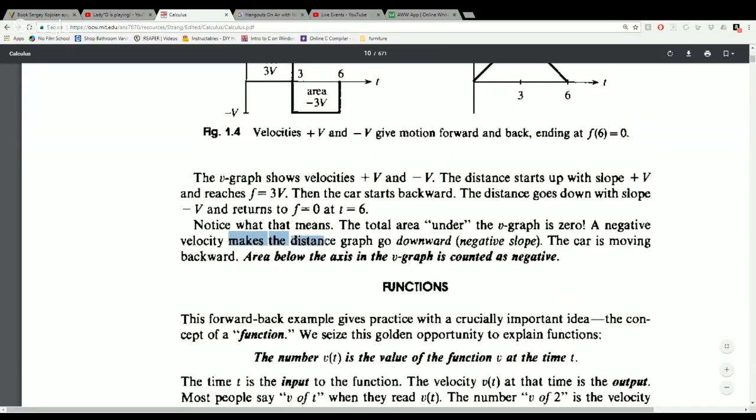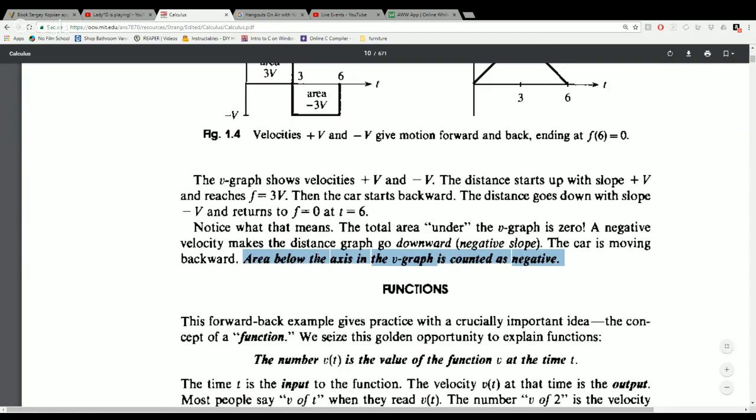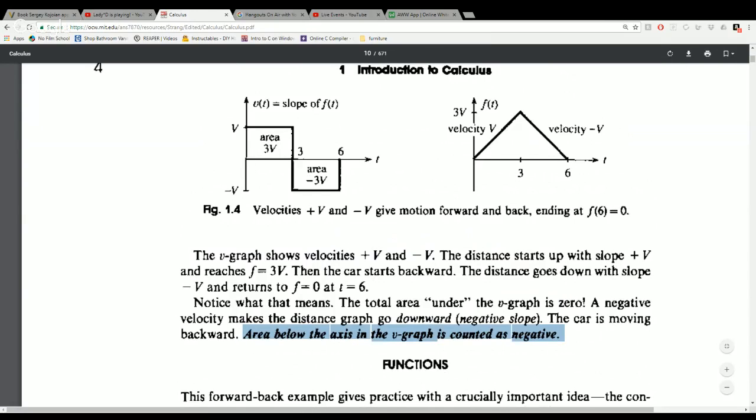A negative velocity makes the distance go downward with a negative slope. The car is moving backward. Area below the axis in the V graph is counted as negative. So this is going to be important when we start doing integration. Area below the x-axis in this V graph is counted as negative.